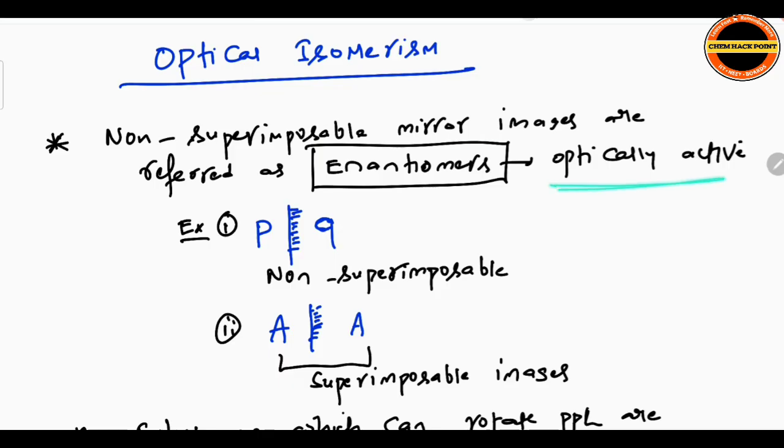Enantiomers are optically active. For example, see here, if I take letter P, its mirror image is here, you will get a mirror image like this. Exactly, lift it up and place it on this. It's not like turning, it's not like tilting. Lift it up and place it on this. It is non-superimposable, meaning it will not fit on P. So these are enantiomers.